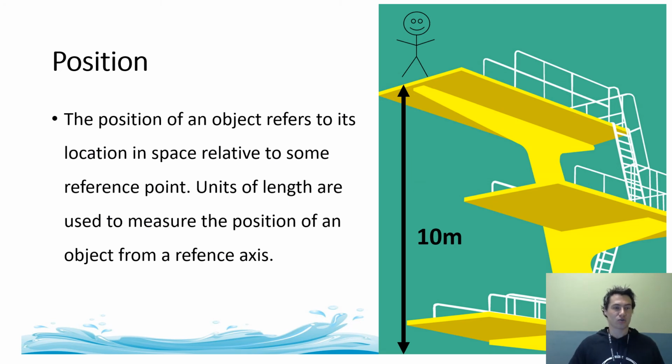Position is describing where an object is in reference to something else. So here we've got a person on the top dive board. It's 10 meters high. The position is 10 meters above the water. Units of length are used to measure the position of an object from a reference axis. So this person is 10 meters above the water.